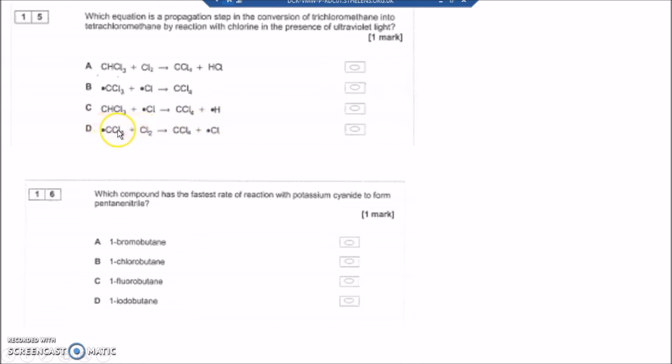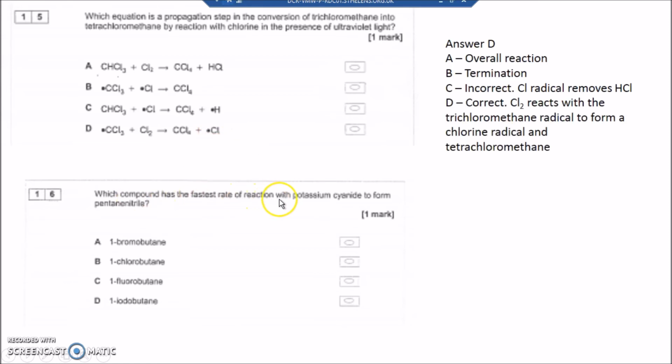So I've got CCl3 dot reacting with more chlorine to make CCl4. It says it's making trichloromethane into tetrachloromethane. There's tetrachloromethane, and it's making a Cl dot, so it's reforming the chlorine radical, which is part of the reaction anyway, to reform the Cl dot as a catalyst. Your answer is D.